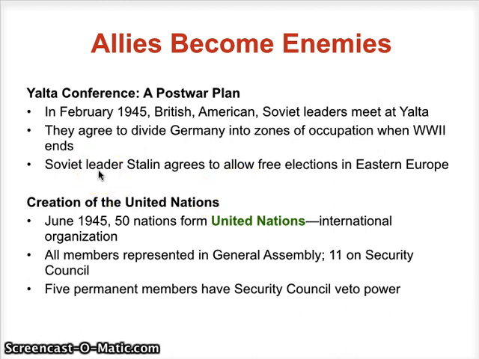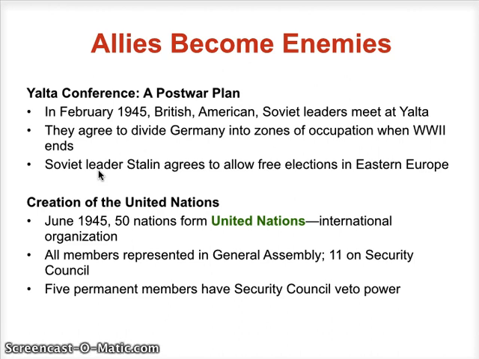We also have the creation of the UN. So up until this point, we had what we called the League of Nations. Now the League of Nations is no more. Now we have the UN, which includes more countries. And in 1945, it includes 50 nations.